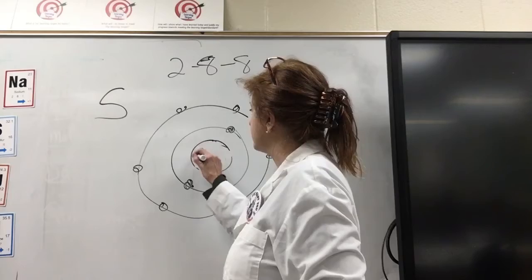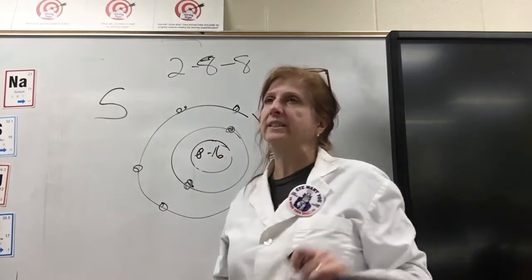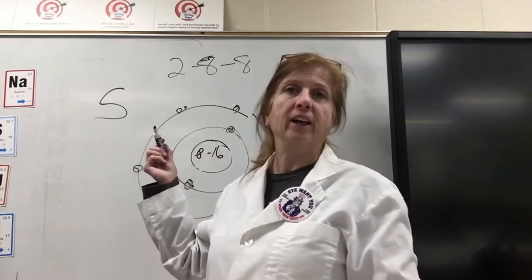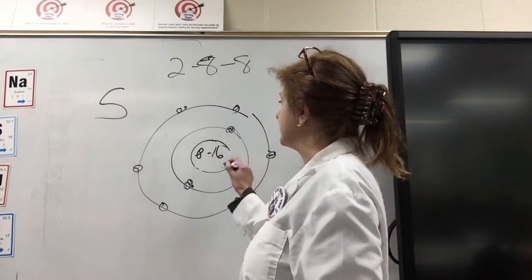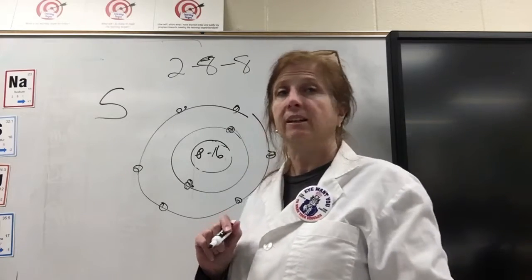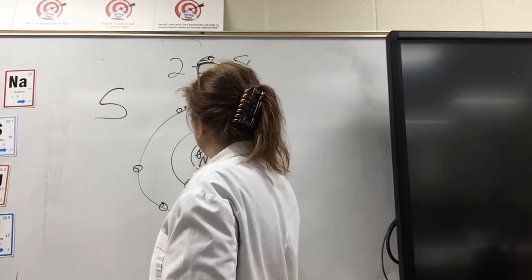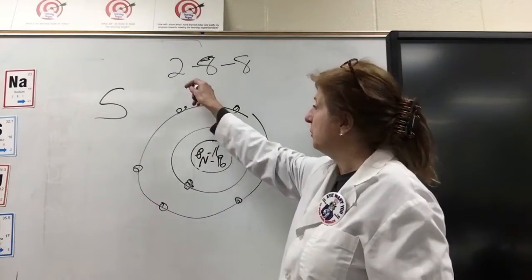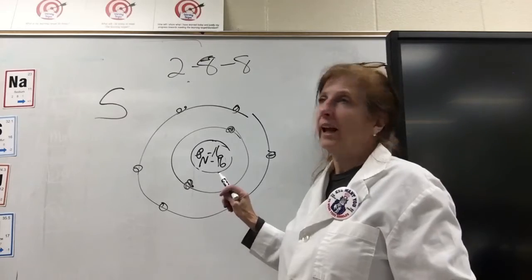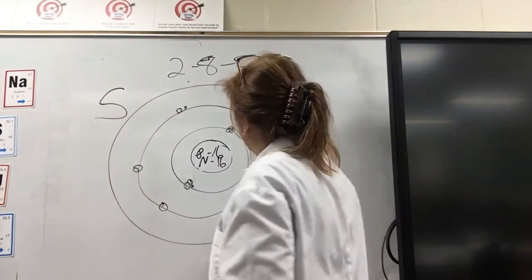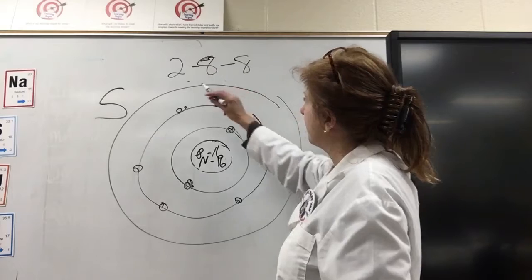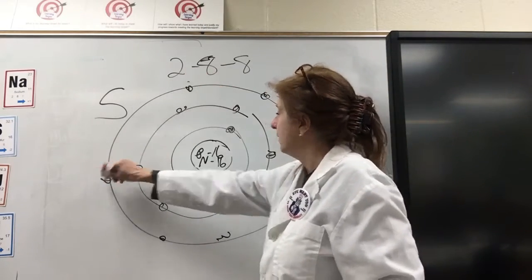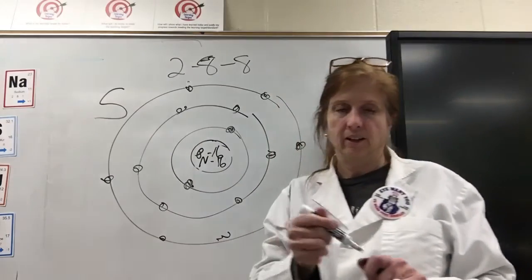So what's our protons? 16. What's the decimal number? Rounded off, it's 32. What's 32 minus 16? 16. So our neutrons is 16. How many electrons go in the first level? 2. How many go in the second level? 8. How many go in the third level? 8. So we got 10, 11, 12, 13, 14, 15, 16.